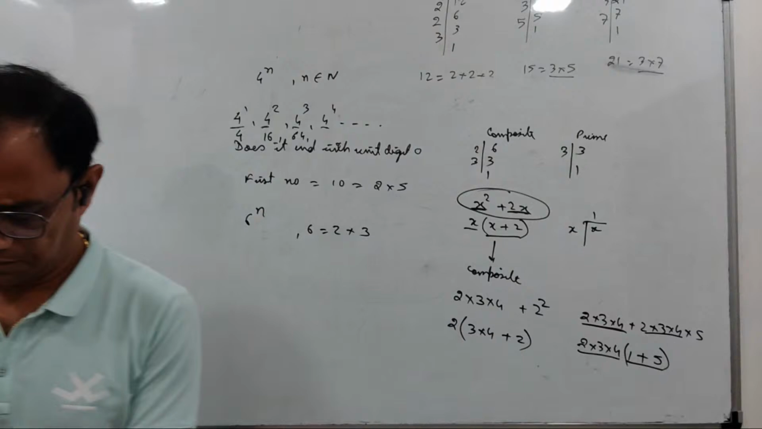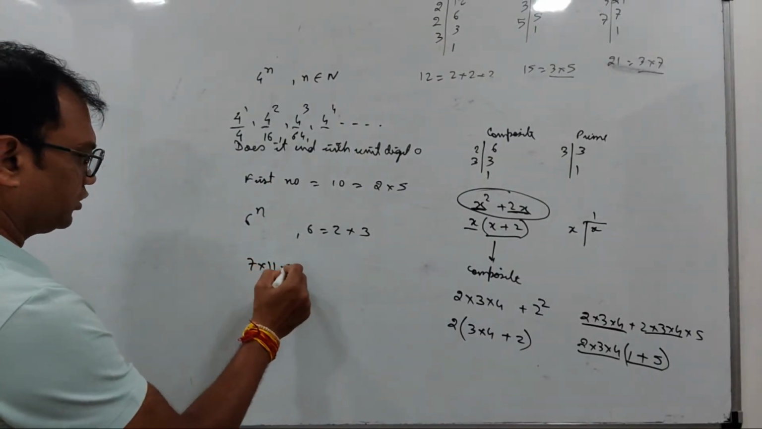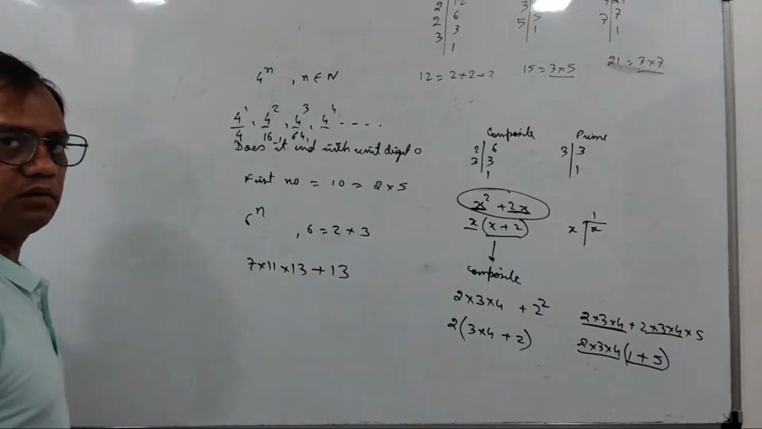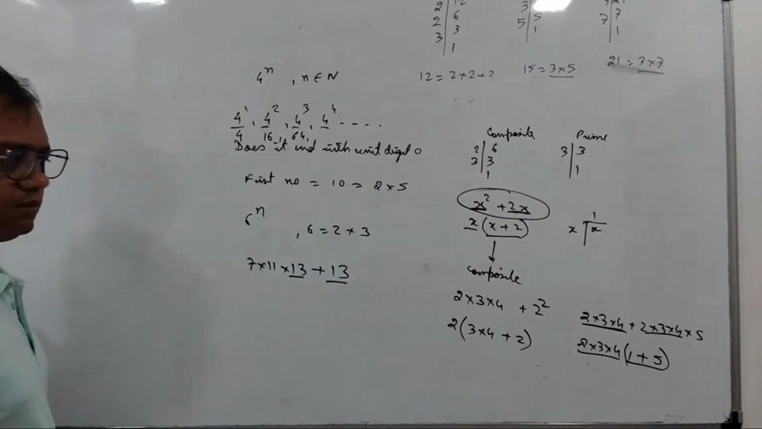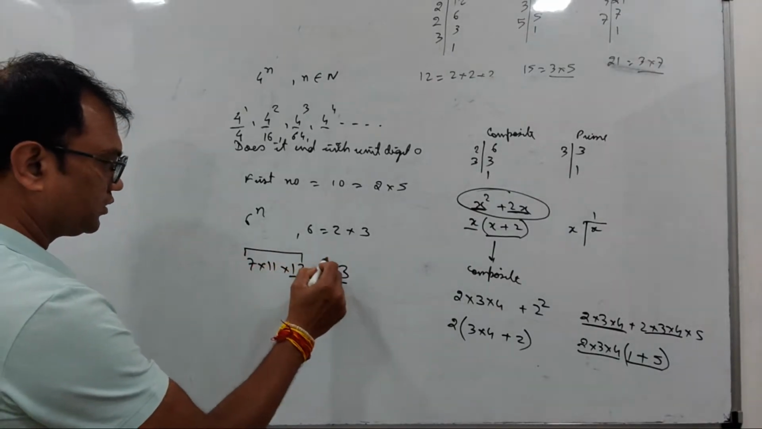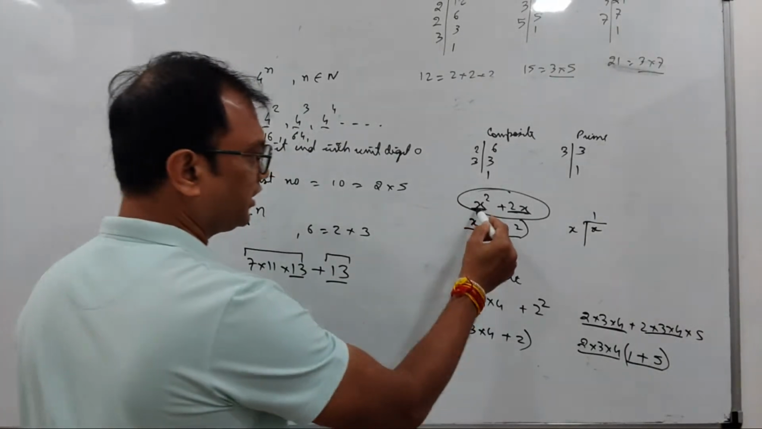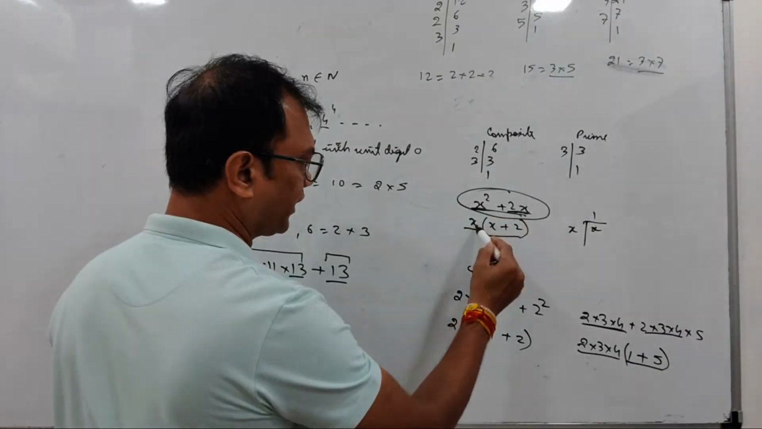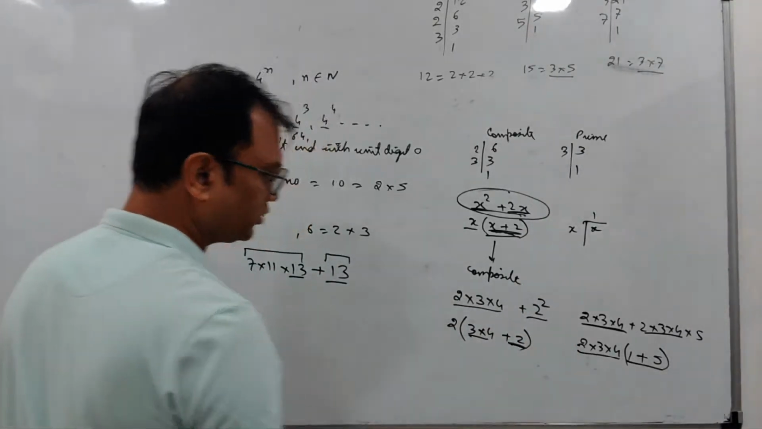So then there is another question: is 7 into 11 into 13 plus 13 prime or composite? Over here you can see 13 is a common number and there are 2 terms. So in the bracket also we are going to get 2 terms. This is 1 term, this is 1 term, so in the bracket also we get 2 terms.